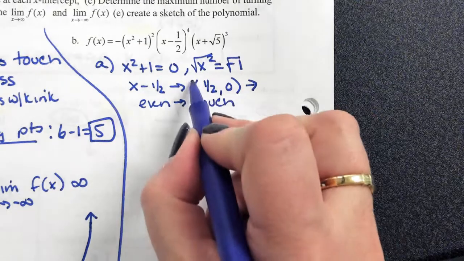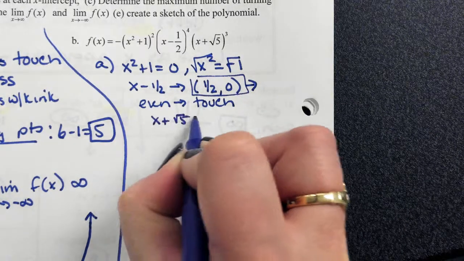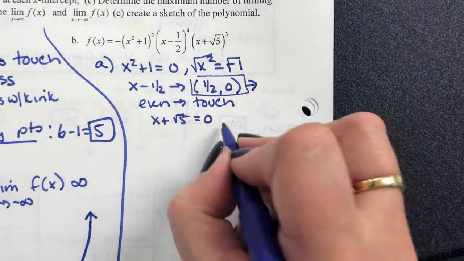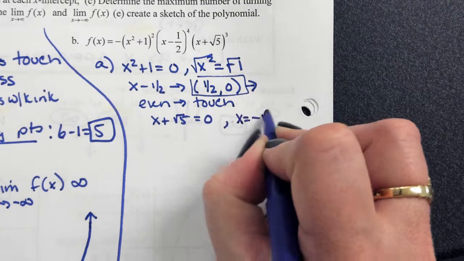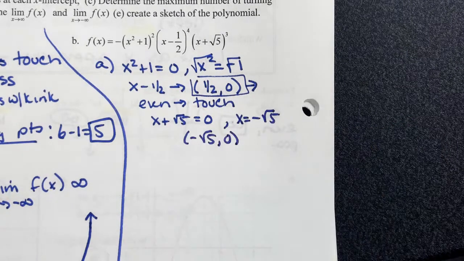So there's one x-intercept. Another one's going to be at x plus square root of 5 is equal to 0. When I solve for x, it's going to be equal to negative square root of 5. Remember, life is full of not pretty numbers. So we have an x-intercept that's not going to be happening at a whole number. It's going to be a decimal value.